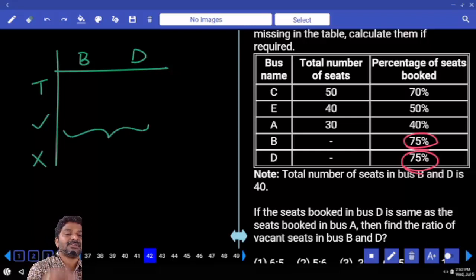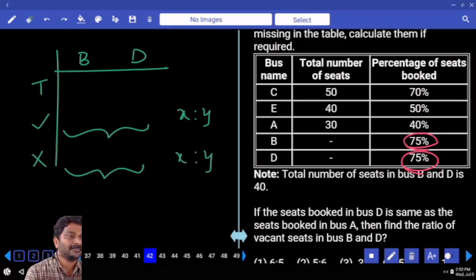So whatever the ratio that we have here, if it is A is to B or X is to Y, here also it must be in the ratio X is to Y. 75% of X, 75% of Y is the X is to Y ratio. 25% of X, 25% of Y, that is the X is to Y ratio. To get total seats, those who are booked plus vacant will give you the total, right? Booked are in the ratio X is to Y. Vacant are also in the ratio X is to Y. Then total are also X is to Y. You know that point? Right.